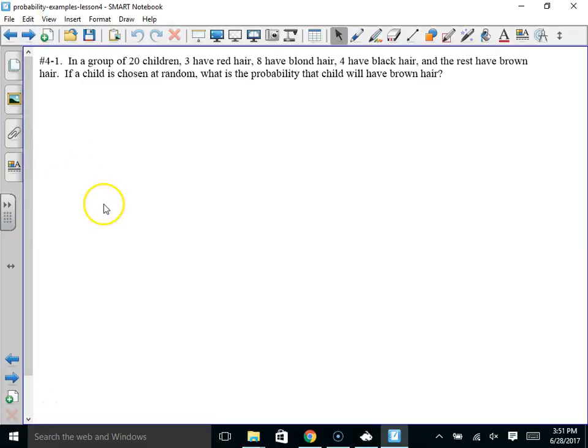The first problem says, in a group of 20 children, 3 have red hair, 8 have blonde hair, 4 have black hair, and the rest have brown hair. If a child is chosen at random, what's the probability that the child will have brown hair?